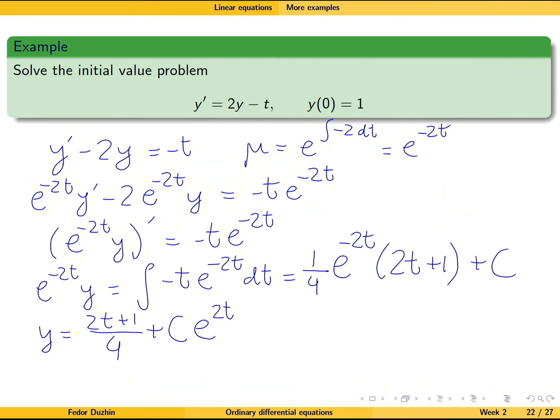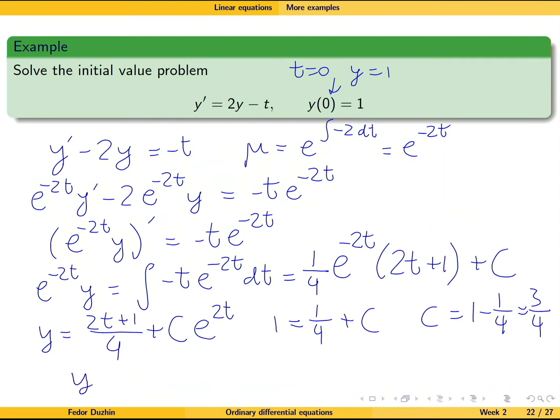Okay, now we can find the constant. So now let's look at our initial condition. It tells us that t is 0 and y is 1. So 1 equals, t is 0, 0 plus 1, 1/4, plus constant, and e to the 0 is 1. So our constant is 1 minus 1/4, which is 3/4.